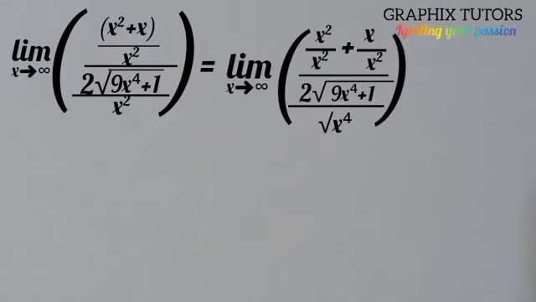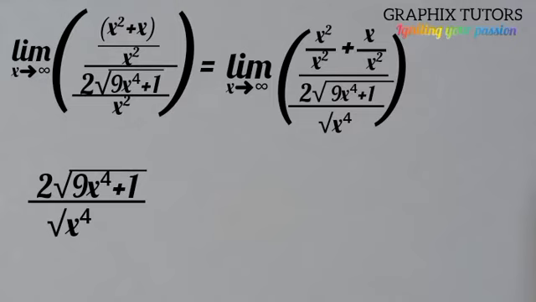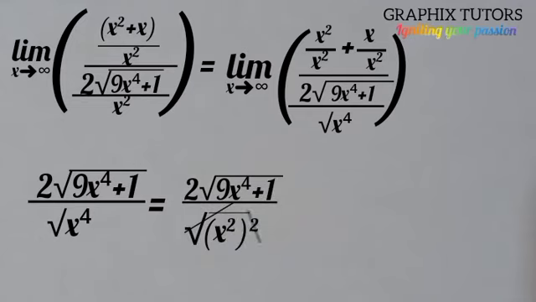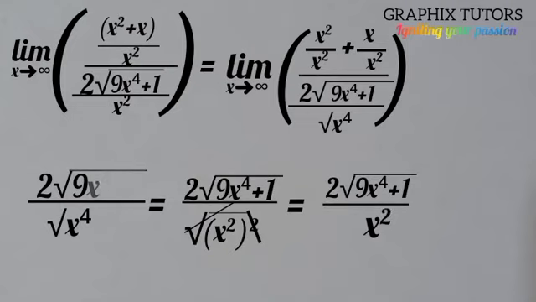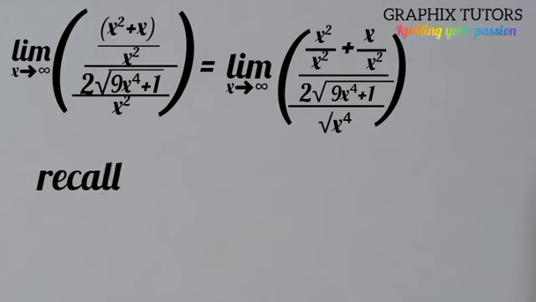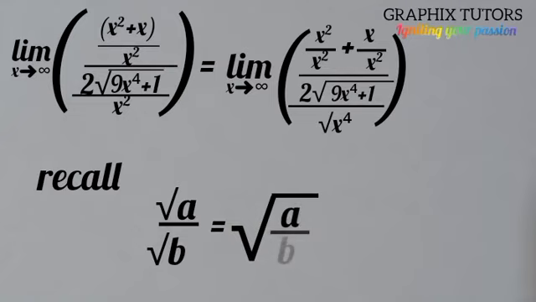Now you'll be wondering how I come about this. Now let's see. If I have 2 square root of 9x to the power of 4 plus 1 divided by what? The square root of x to the power of 4. You'll be wondering, where did the square root of x to the power of 4 come from? It's the same thing, because the square root of x to the power of 4 is x squared. So because I want the numerator and denominator to conform. Recall, the square root of a over the square root of b is equal to the square root of a over b. So if I implement it here, I'm going to be having what I have here.